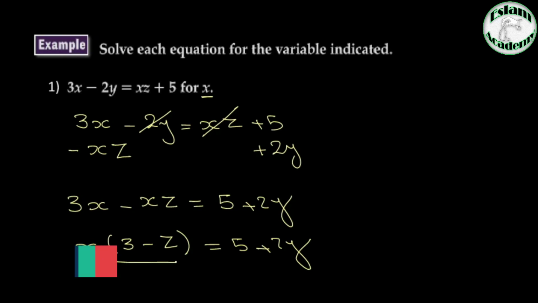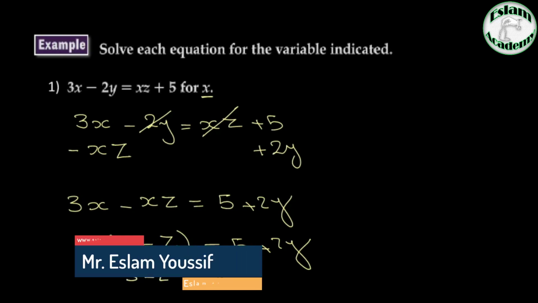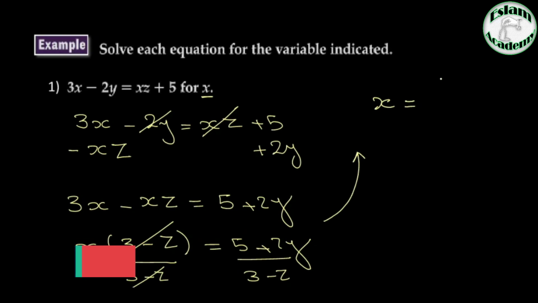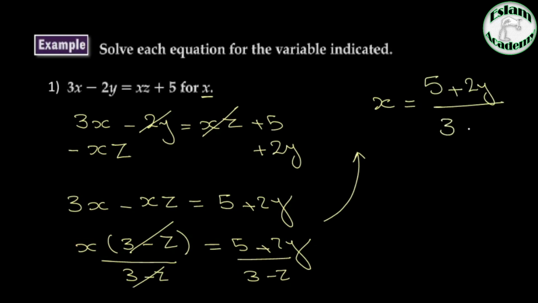Now dividing by 3 minus z, we cancel 3 minus z, then x is equal to 5 plus 2y over 3 minus z.